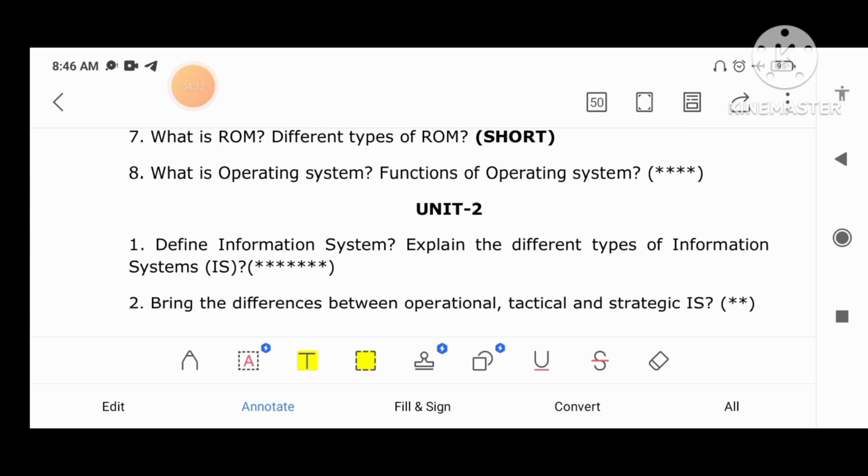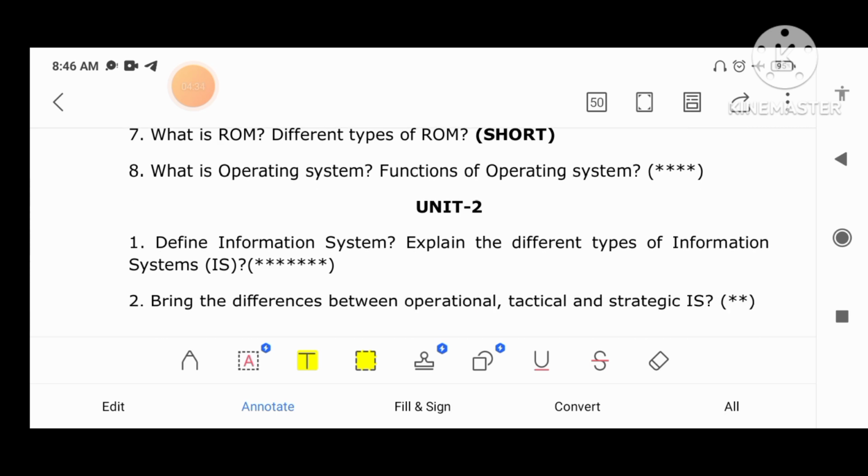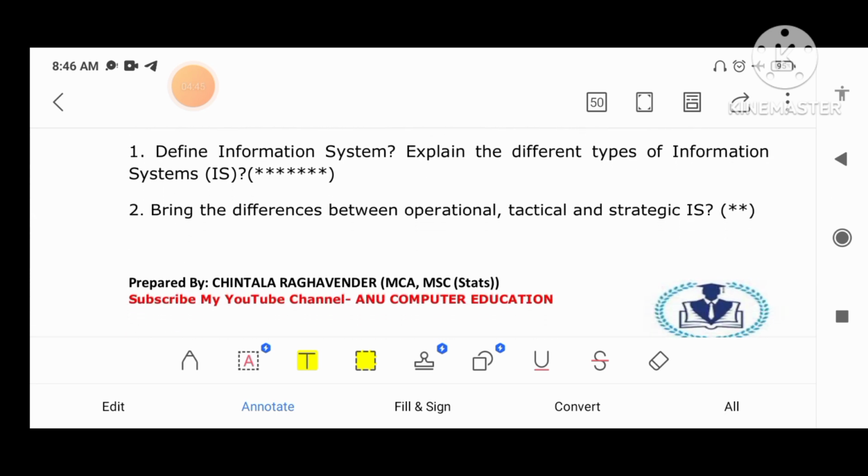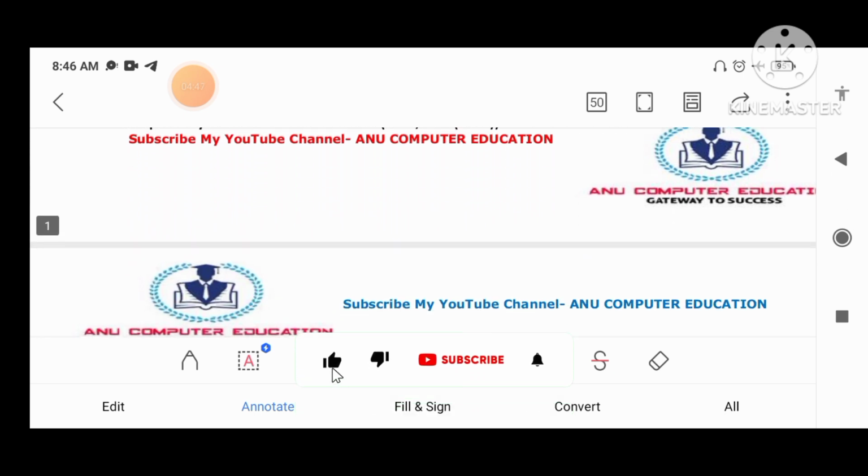And next, the difference between the operational, tactical, and strategic information systems. It is like levels of management. So in BOM, you learn the one concept, na? It is related to that, but you have to write the differences between operational, tactical, and strategic. So this is one of the very important questions.